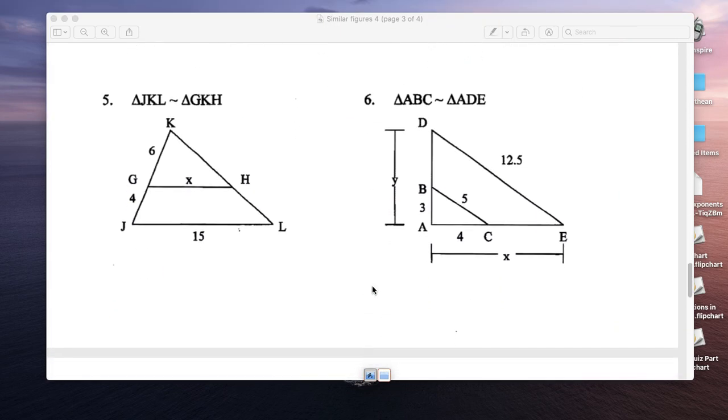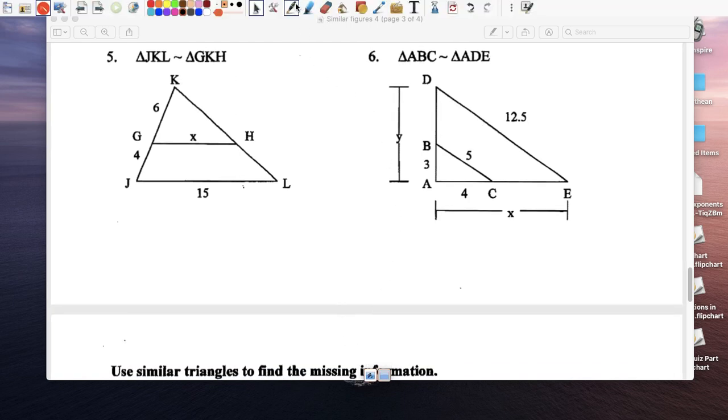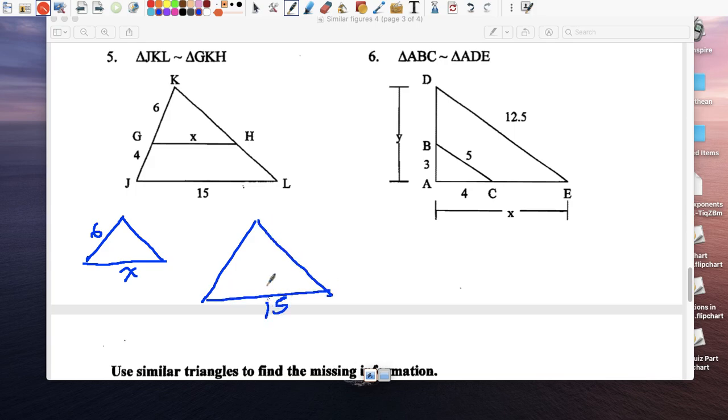That's the thing. For 5 and 6, my suggestion to you guys is to draw them out separately. There's 2 triangles in here, so I'm going to pull out the first one. The first one, this is 6 and this is x, okay? And the second one, which is the bigger triangle, this is 15, and this side over here is obviously 6 plus 4, which is 10. Much easier to see. This x corresponds to 15 on the other triangle.